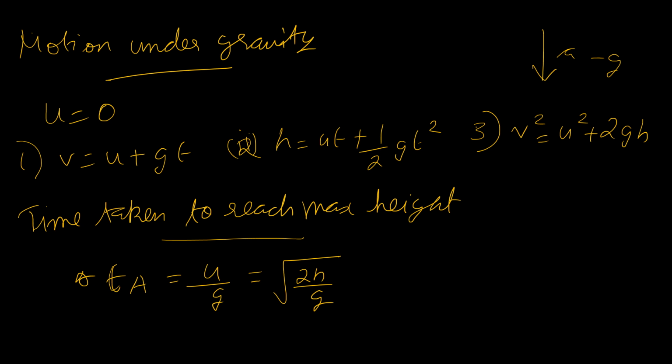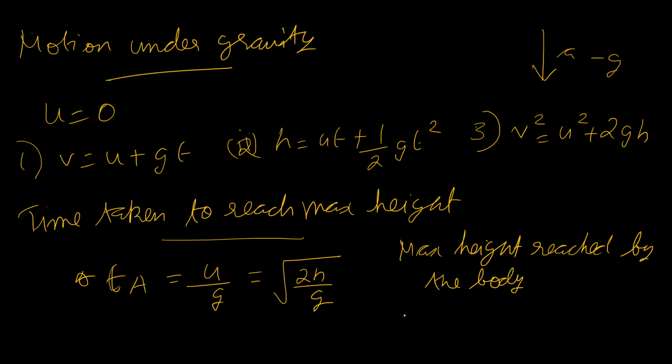The next one is the maximum height reached by the body. h max is equal to u square by 2g. Maximum height reached by the body, h max, is equal to u square by 2g.